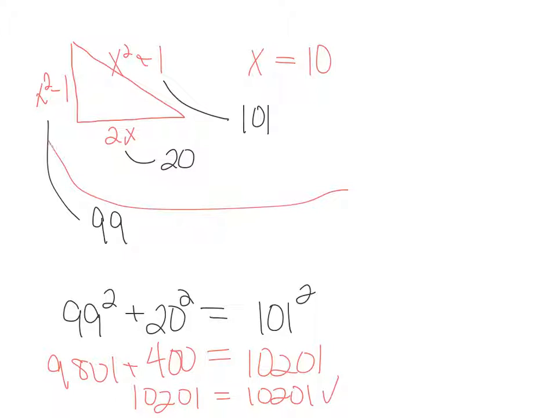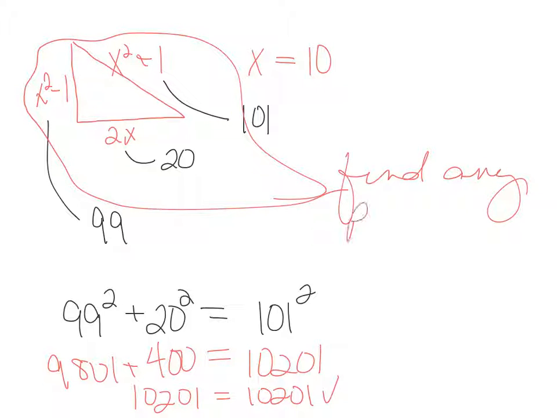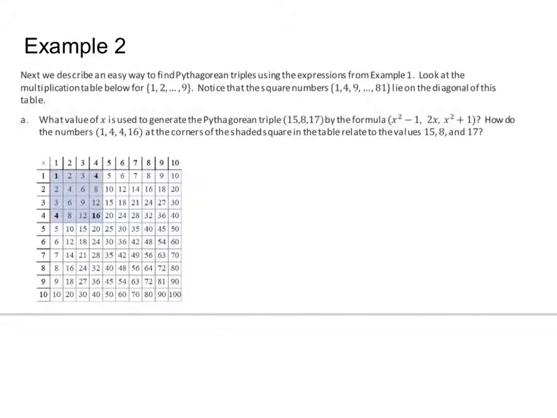So our first example will help us find any Pythagorean triple. Cool. Okay, let's look at example 2. It's just going to be a clever way for you guys to remember that x squared minus 1, 2x, and x squared plus 1 can be used to find a Pythagorean triple.